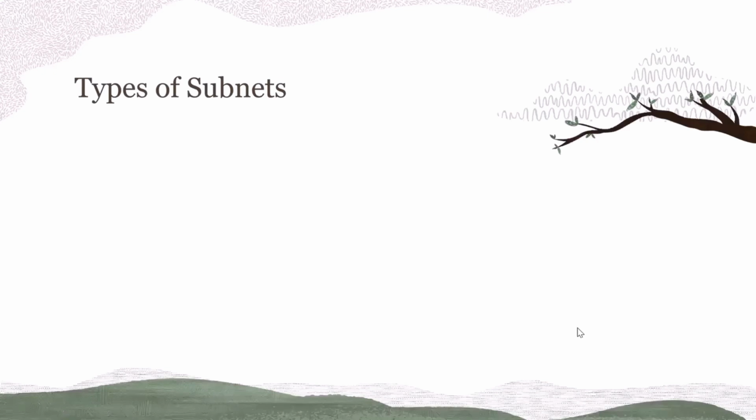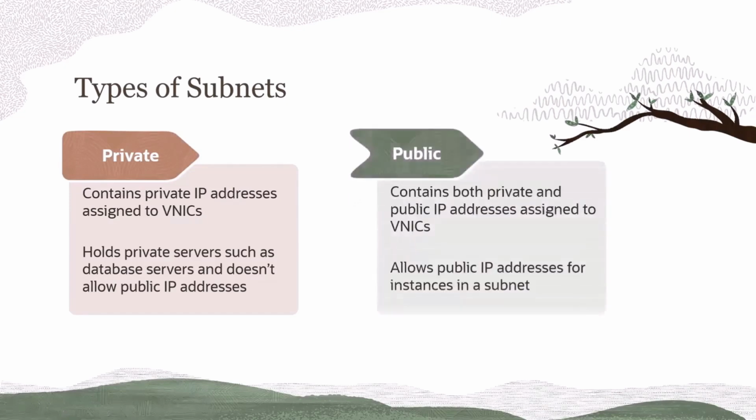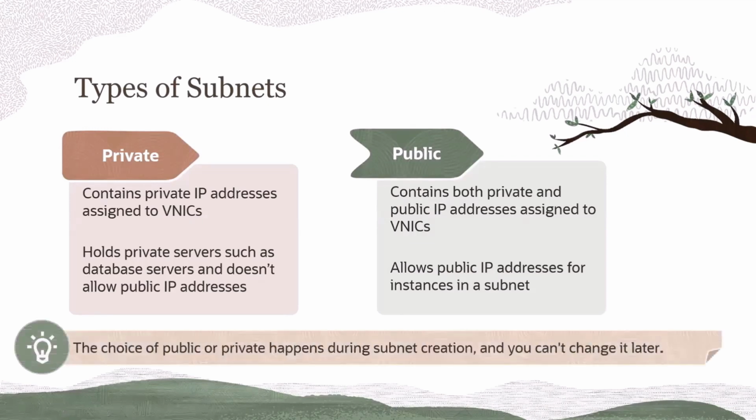Let's now move on to the next slide that depicts the type of subnets. I have already helped you understand what a private subnet is and what a public subnet is, and typical use cases of each one of them. As I previously mentioned, while you create a subnet, you have the choice to make it private or public, but you don't have the luxury to change it later. So make a decision during the subnet creation time.